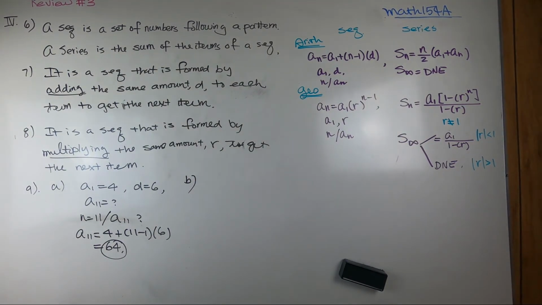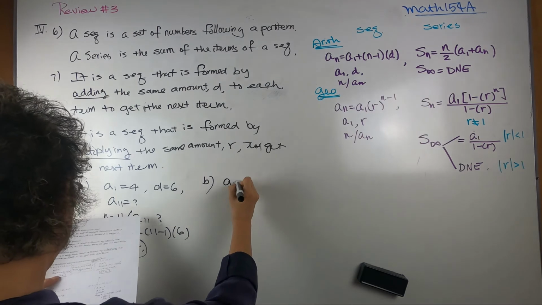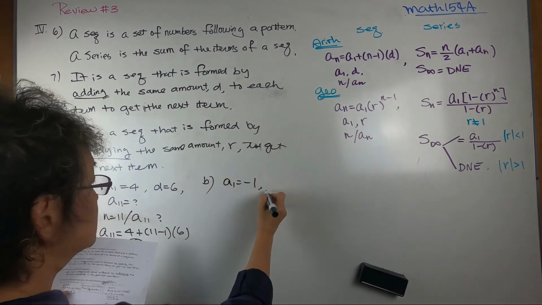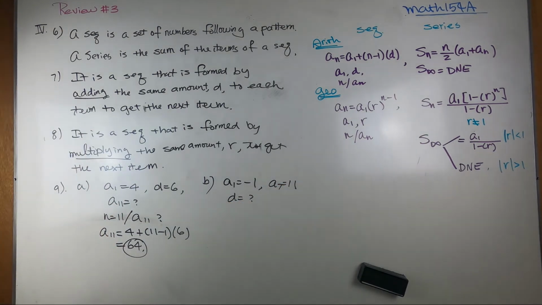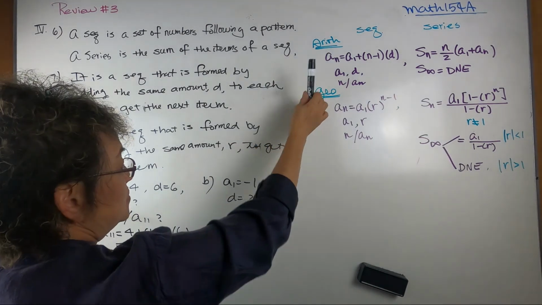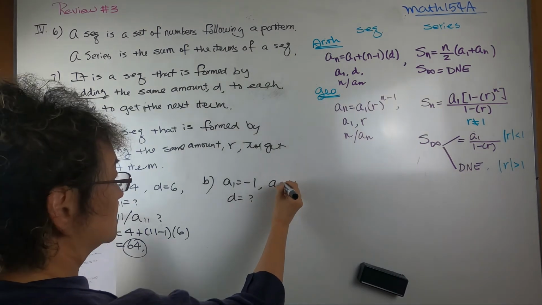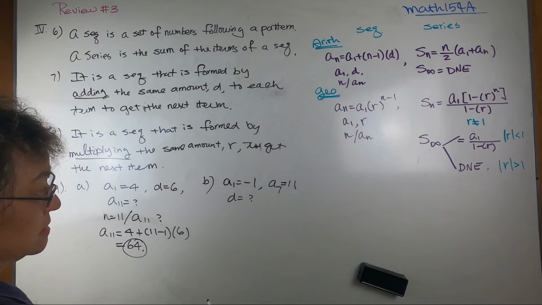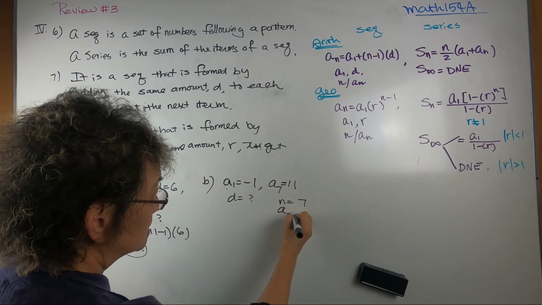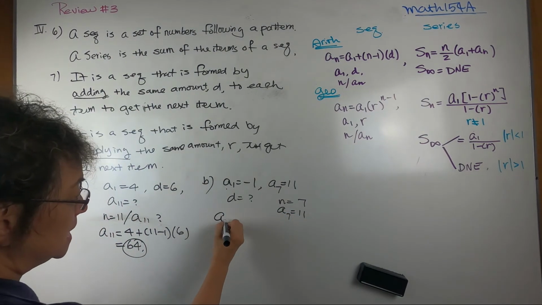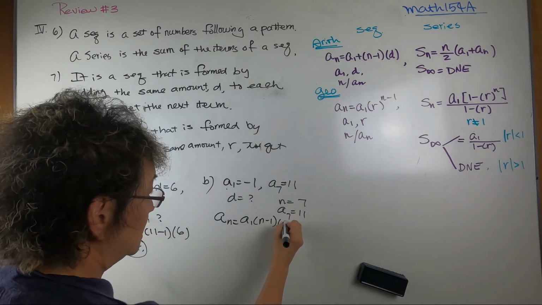Next one, let's take a look. So if we have A1 is -1, then we say A7 is 11. What is our D? Right? So the formula, N is what? This one is A7, right? So we have A1, and N is what? 7. A7 is 11, right? So we say AN is, write it down, A1 plus n minus 1 times D, right?